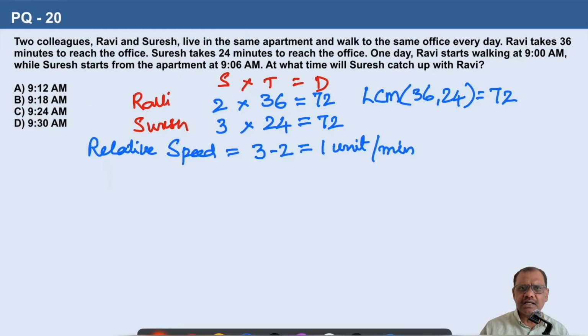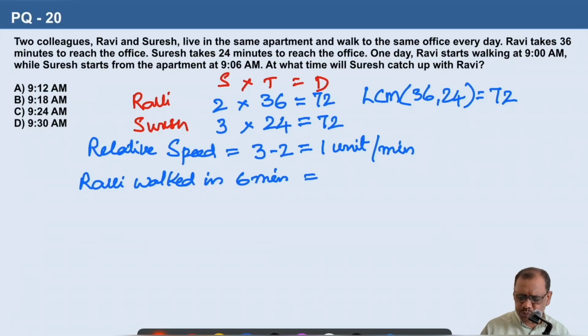Suresh is starting at 9:06, but Ravi started at 9 a.m. So in these 6 minutes, Ravi traveled some distance. In 6 minutes, how much distance did Ravi walk? He travels 2 units per minute, so 2 into 6, 12 units he had already traveled. 12 units Ravi has already walked. Suresh has to cover these 12 units.